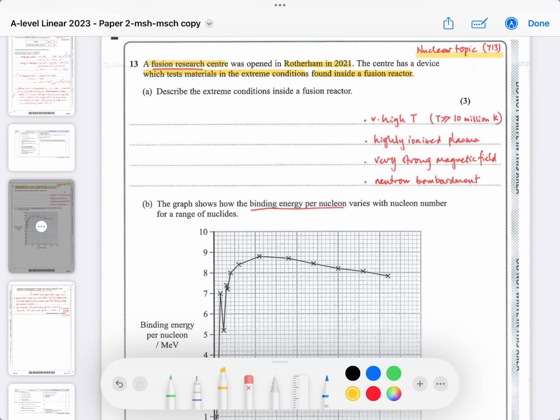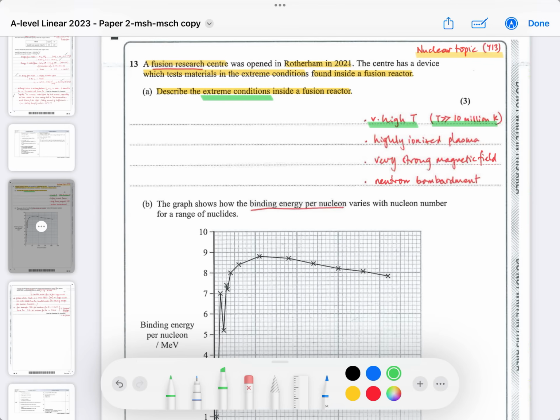Okay, now of course fusion reactors are not commonly used technologically, they're still under research. So you've got to describe the conditions inside a fusion reactor. And the key term is extreme conditions. So what are the conditions inside a fusion reactor? Well, it'd be like the center of the sun, very high temperatures, much higher than 10 million Kelvin. Okay? So I think there are hundreds of millions. I don't think you need to remember.